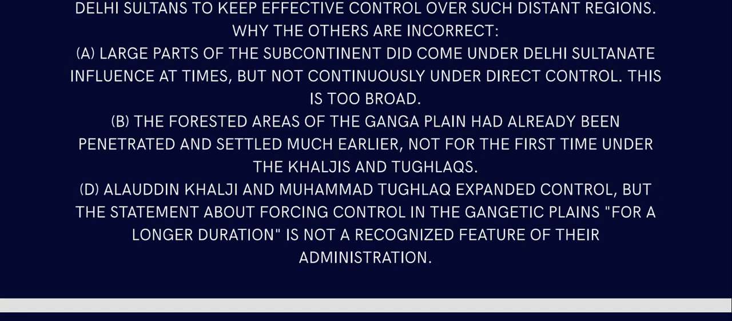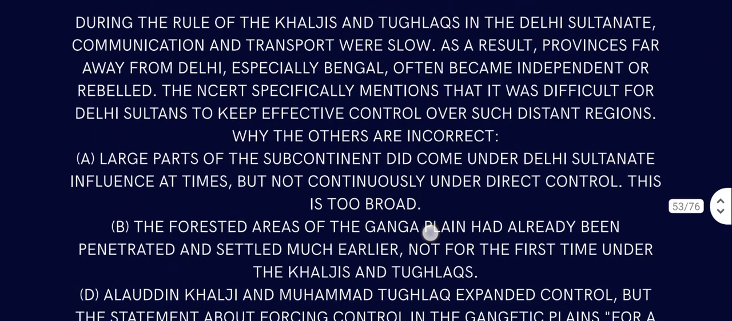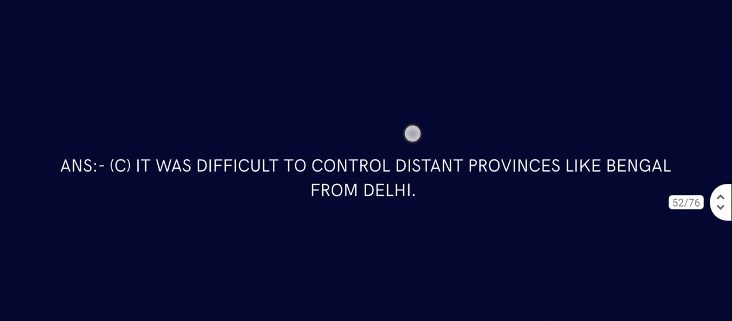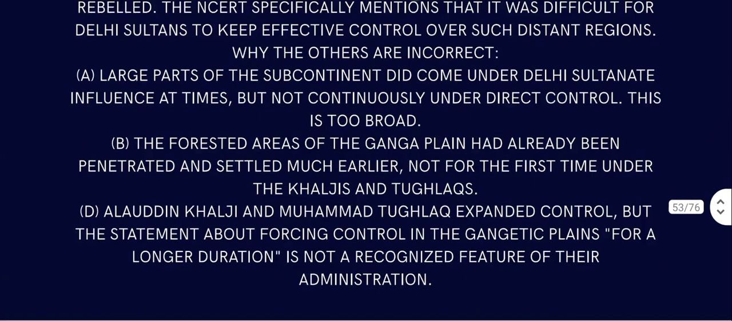Alauddin Khalji and Muhammad Tughlaq expanded control, but the statement about forcing control in the Gangetic Plains for a long duration is not a recognized feature of their administration. That is also correct. But your answer is what? Yes, it was difficult to control Bengal from Delhi.